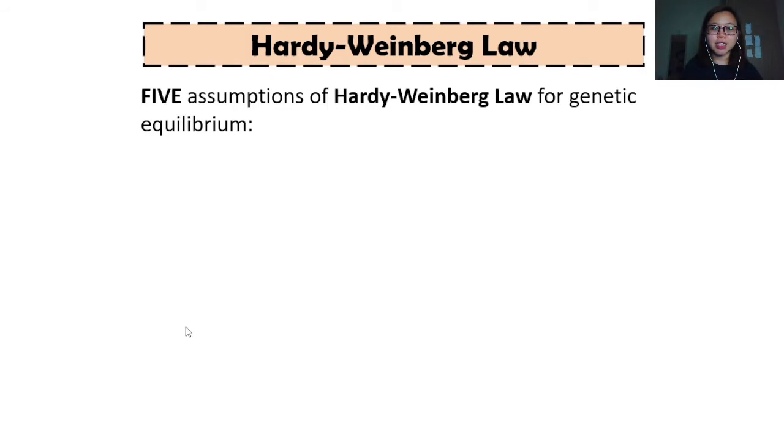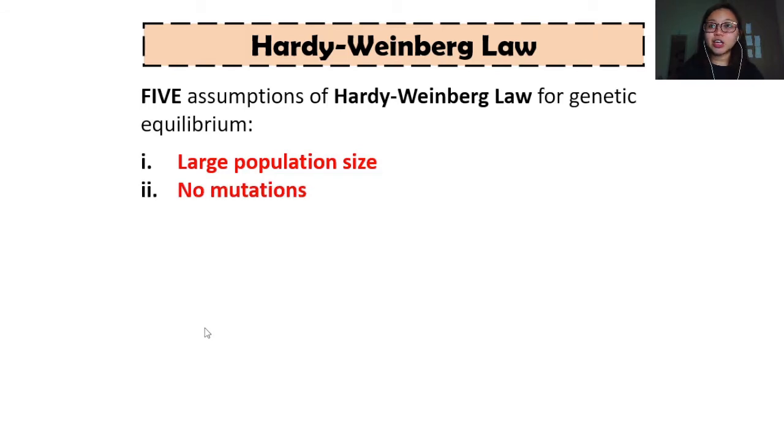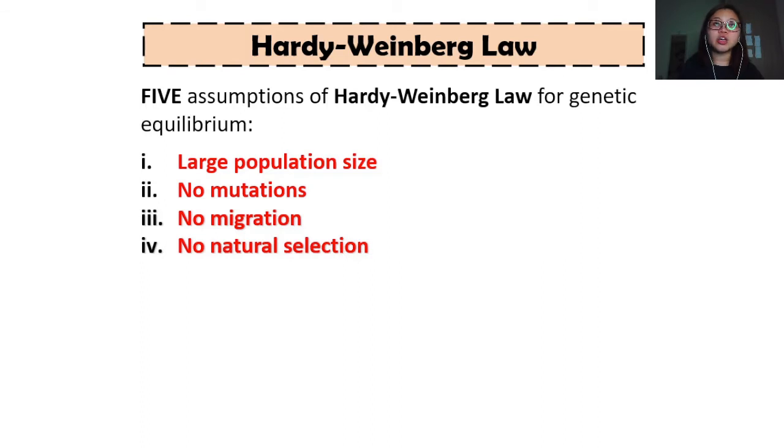5 syarat ini adalah, your population must have a large population size. Your population must not have any mutation in that gene. Your population must not have any migration. Your population must not have any natural selection occurring within it. And last but not least, in this population, there must be random mating or random fertilization.